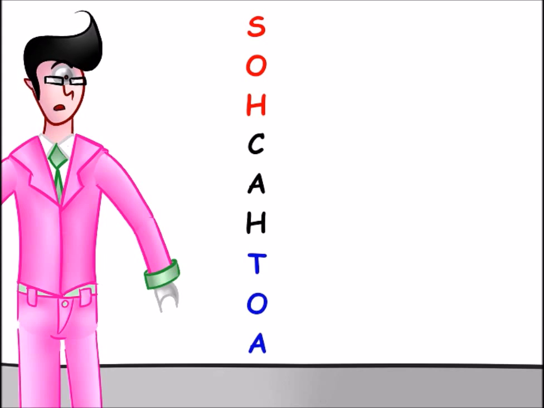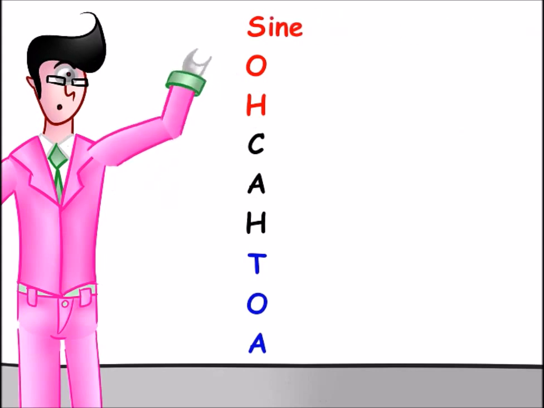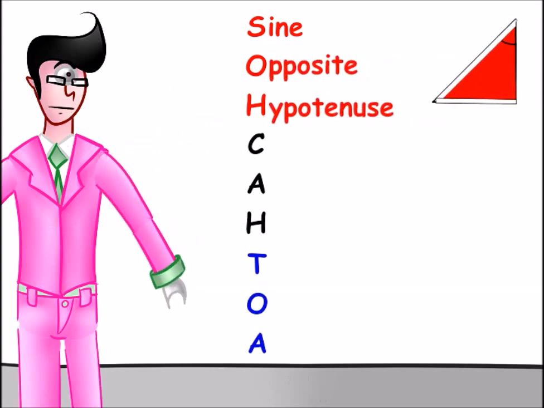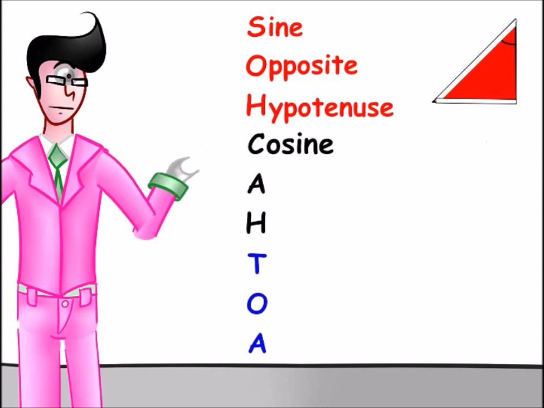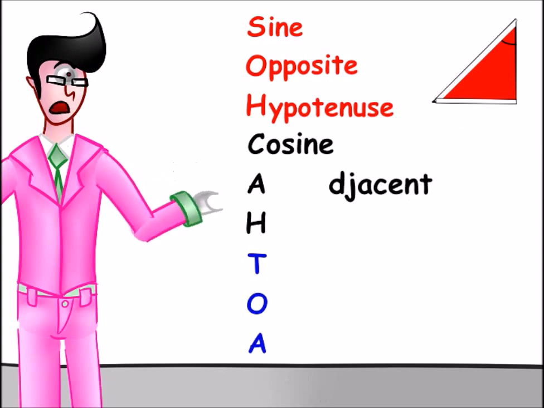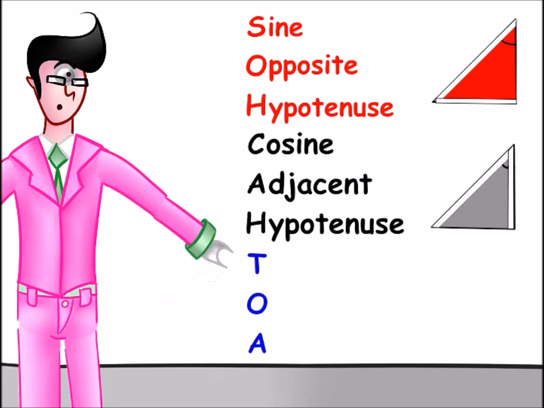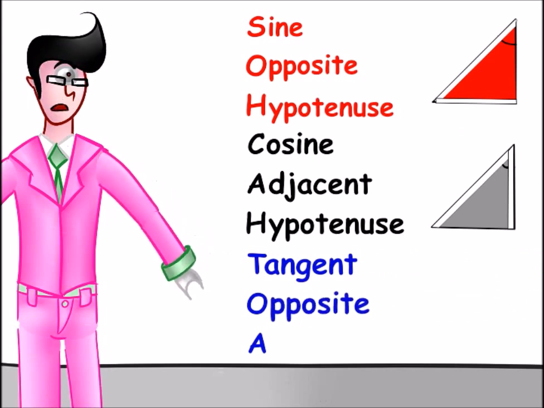The first part of the acronym, SO, is also known as sine, and the equation for that is sine equals the opposite over hypotenuse. The second part of the acronym, CA, is also known as cosine. You use that in the equation cosine equals the adjacent over the hypotenuse. The last part of the acronym, TOA, is also known as tangent, and is used in the equation tangent is equal to the opposite over the adjacent.